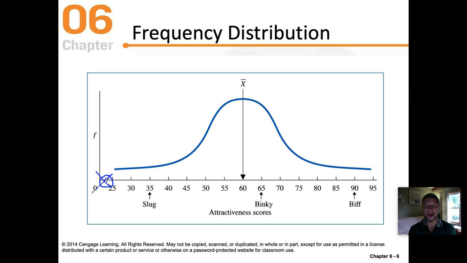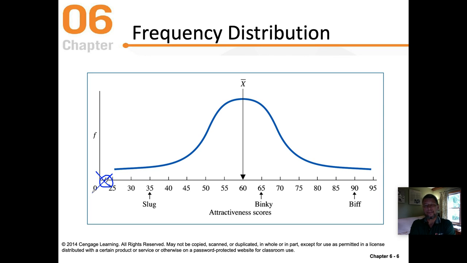Binky scored a 65, so she scored 5 points better than the average student in this class did. And Biff really excelled. He knew his stuff on this particular test or quiz or whatever it was. It's attractiveness scores. So Biff is really good looking. Binky is just a little above average, and Slug is exceptionally ugly. All right, that's what these scores represent.